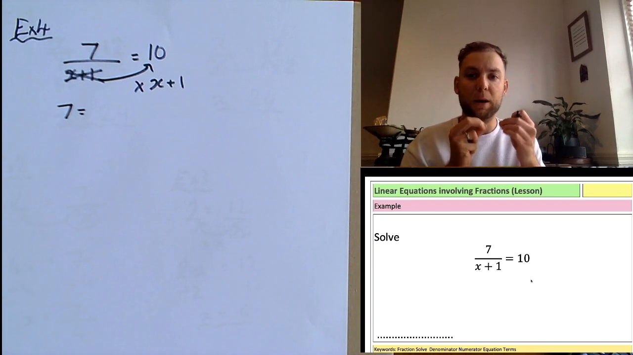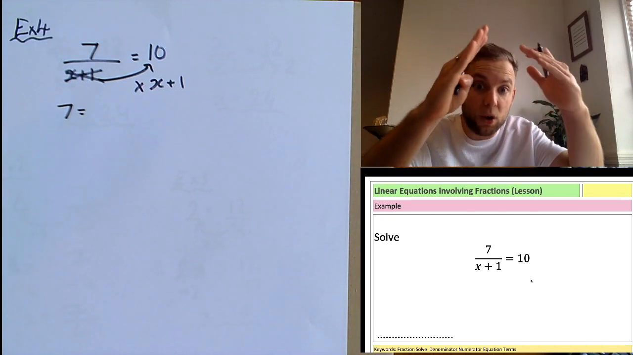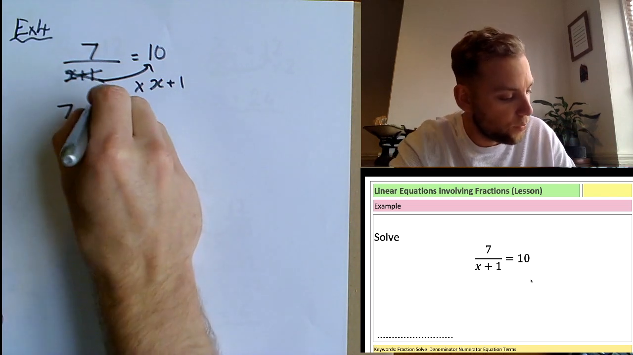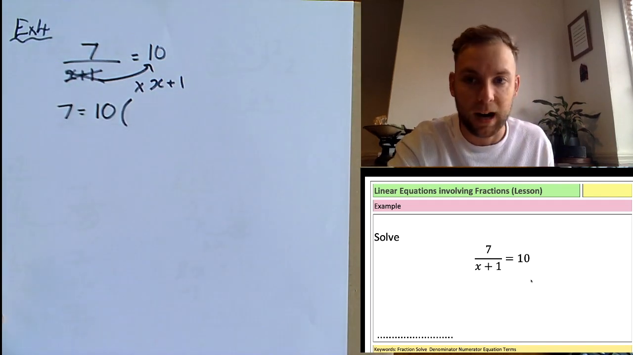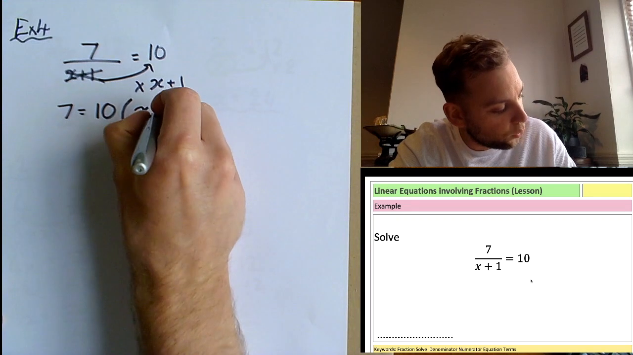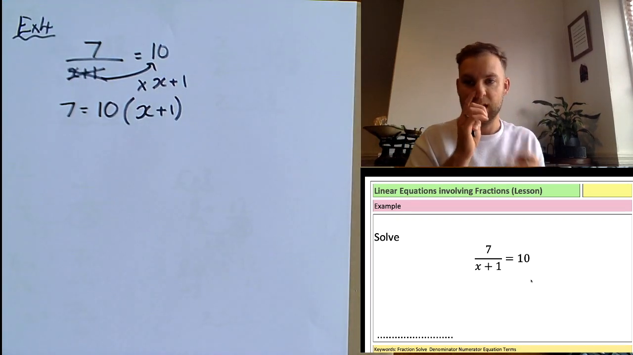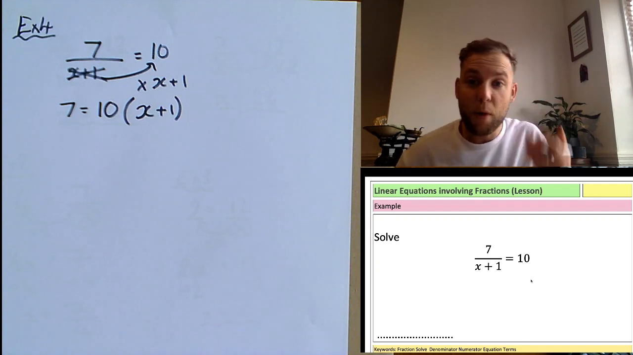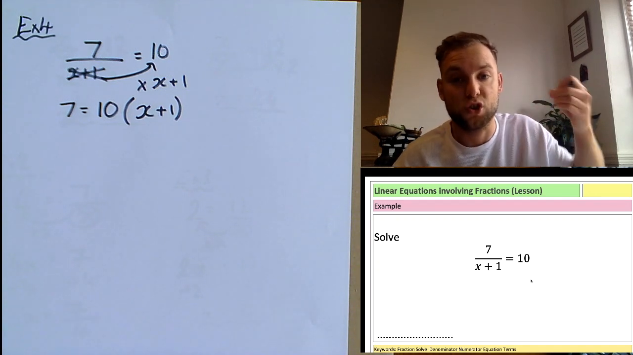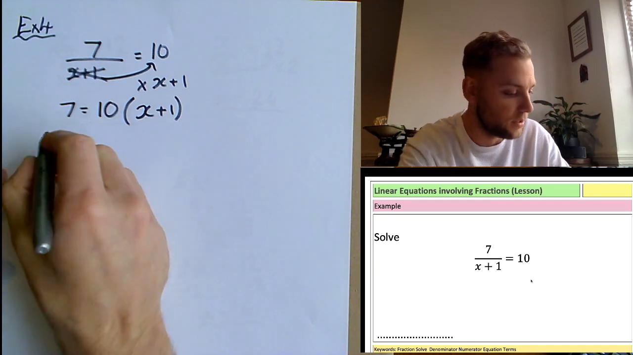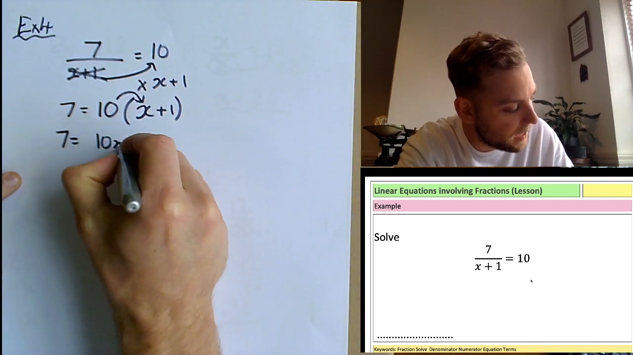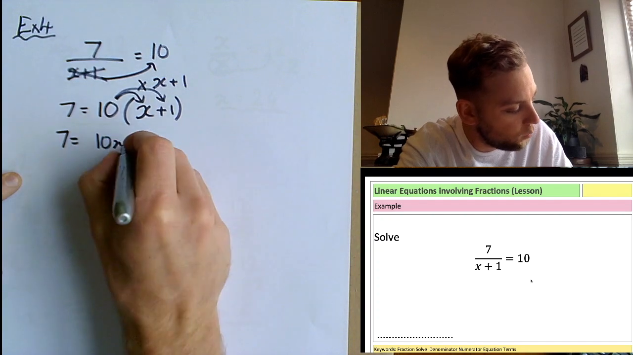Now, I'd probably write this with a bracket, because we're timesing all of this by x plus 1. So it's 10 times by x plus 1. And then we're going to finish this off by expanding the bracket and solving like we did in linear equations. So 7 is equal to 10 times by x, which is 10x, 10 times by 1, which is plus 10.